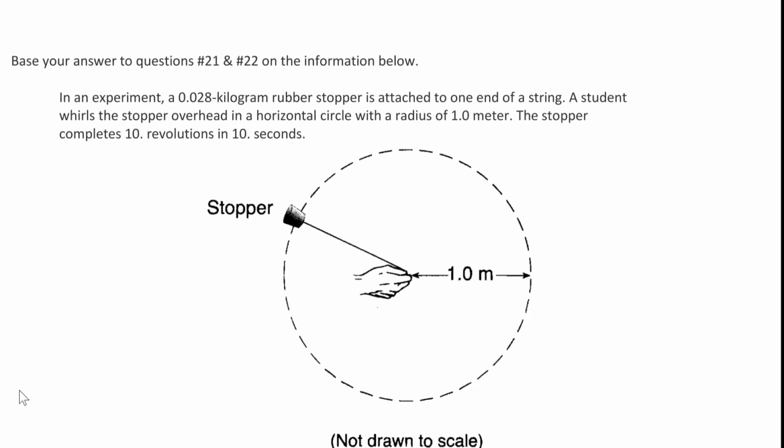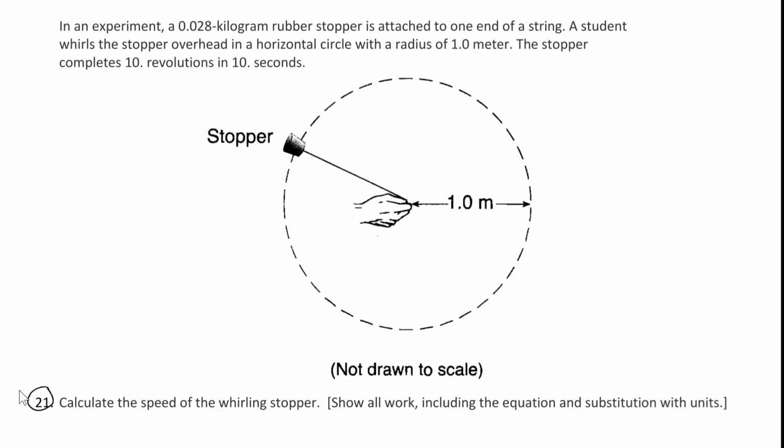Number 21. Oh my gosh, we're finally at the short answer questions. Only 40 minutes into the video. Let's see. In an experiment, a 0.028 kilogram rubber stopper. So, finally we have some room. 0.028 kilograms. I'm going to write this super huge just because.